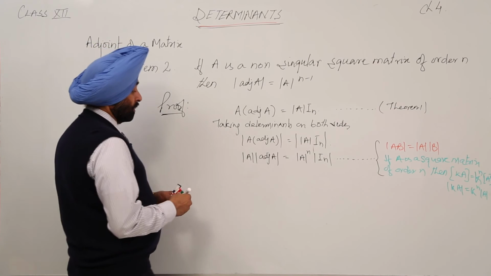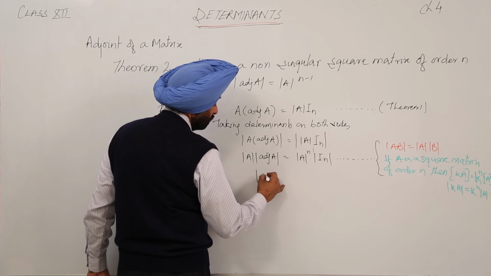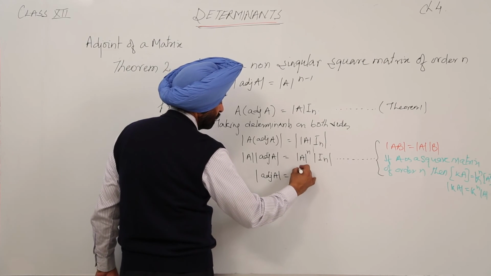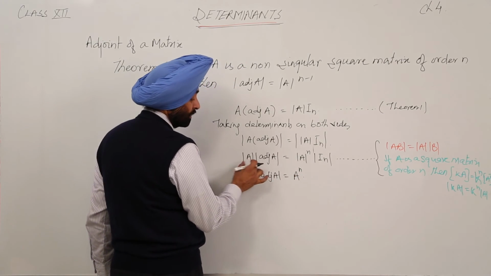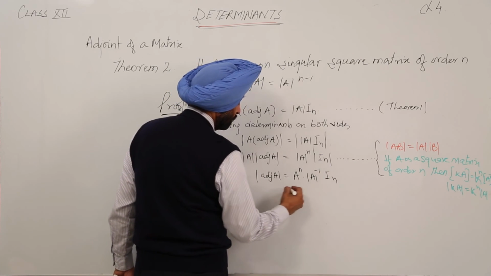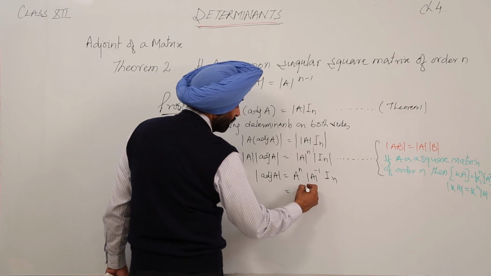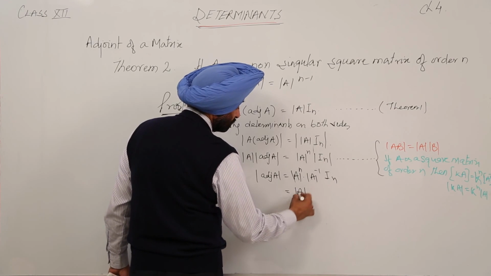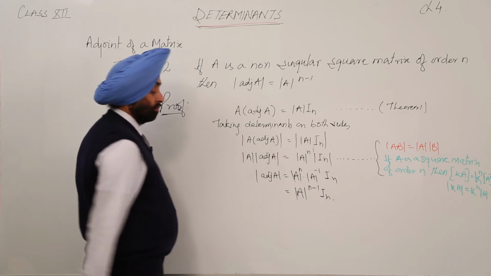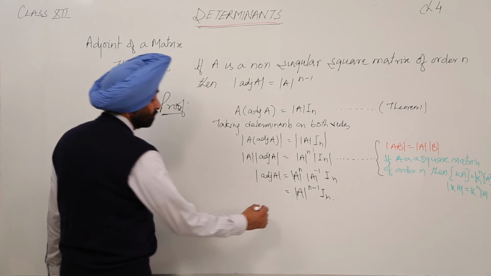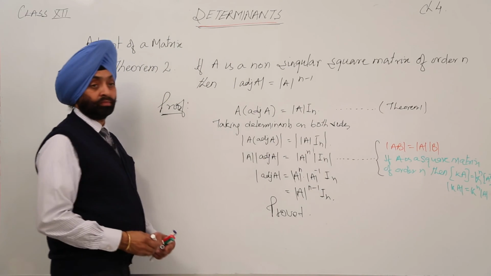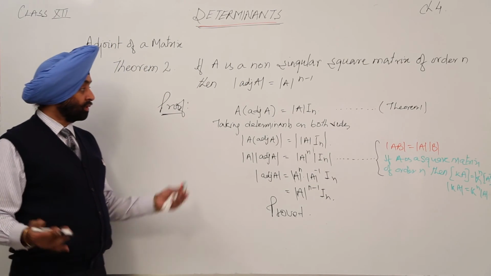Now for the adjoint of A, determinant of adjoint of A is equal to determinant of A raised to power n times determinant of A raised to power minus 1 with In, and this is equal to determinant of A raised to power n minus 1 with In. Okay, so this is proved. Is it okay? Very simple thing.